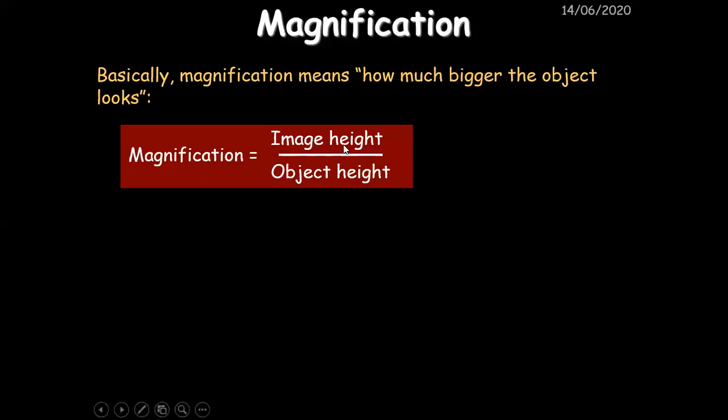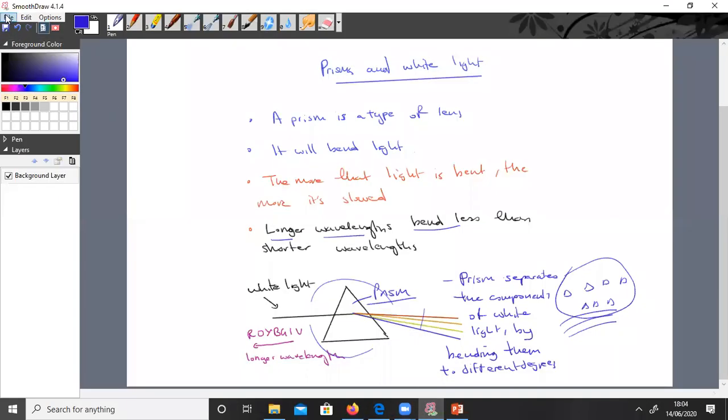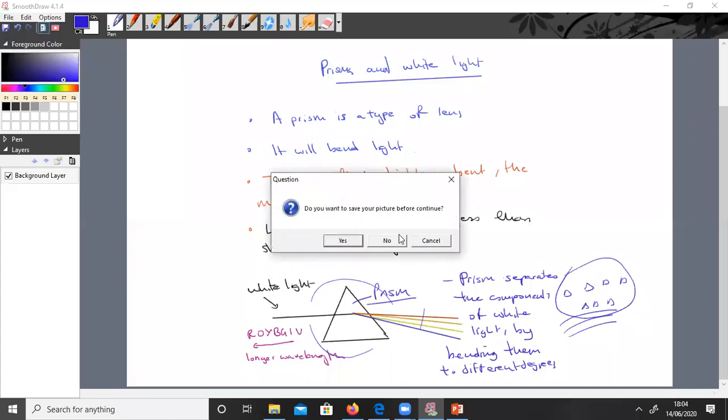Okay. Now, there's a formula, so I want you to copy this down. Magnification equals image height over object height. How do we use a formula like this? Well, there's two things when you're magnifying something. You're going to copy that in a minute, actually. Let me go over to here just to explain to you.